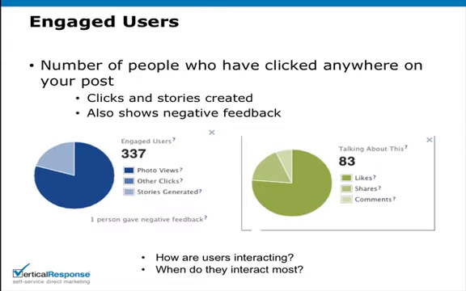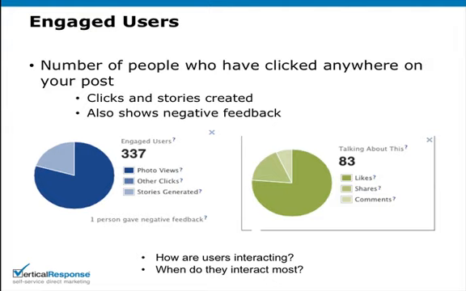Engaged users is the next column on that overview, and it's the number of people who have clicked anywhere on your post. So that could be, if it's a picture post, they click on the picture to view it larger. It could also be negative feedback. They could have said, hide this from my page. It's any click that happens. Even if you tag another page in your post and they click on that, that'll count as a click. But it's also going to show stories created.